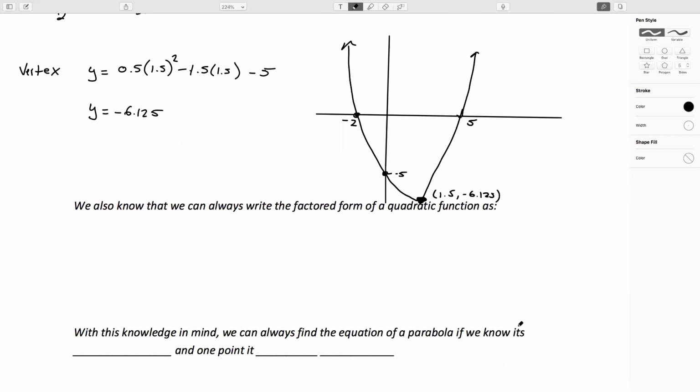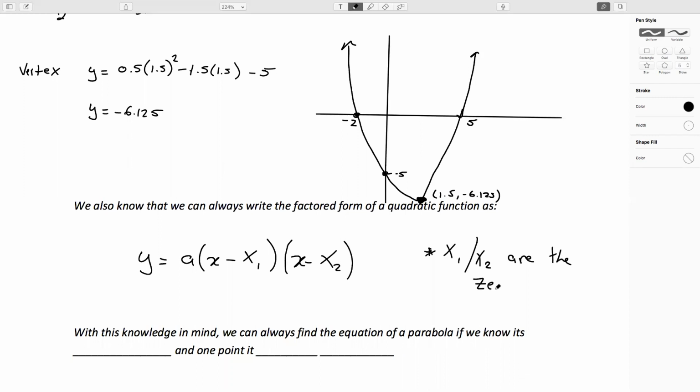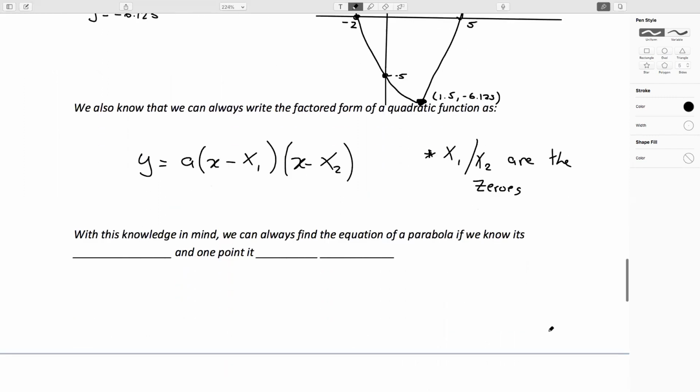All right, one more thing. We also know that we can always write the factored form of a quadratic function as y equals a times x minus x1 times x minus x2, and x1 and x2 are the zeros. With this in mind, we can always find the equation of a parabola if we know its zeros and we know one point it passes through.